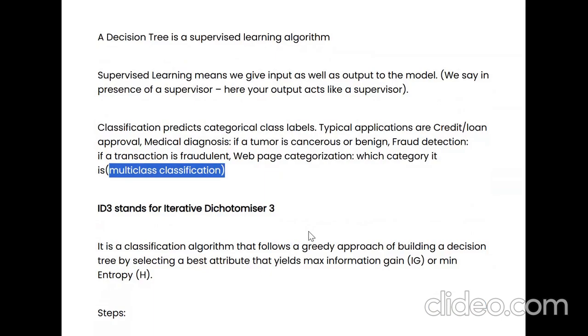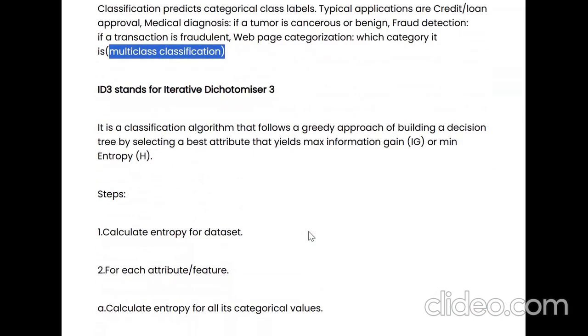Today we are going to see the ID3 algorithm. ID3 stands for Iterative Dichotomizer Tree. It is a classification algorithm that follows a greedy approach of building a decision tree. Greedy approach means it selects the best attribute. Greedy approach is that which says choose the current winner. Okay, so it selects the best attribute that yields maximum information gain, or we can say minimum entropy.